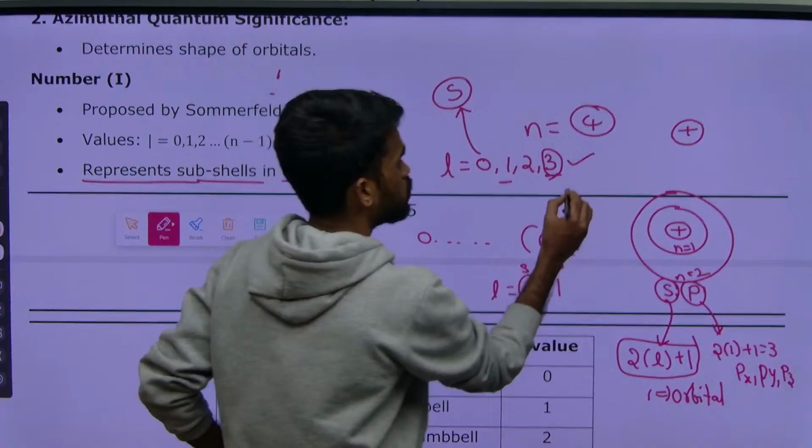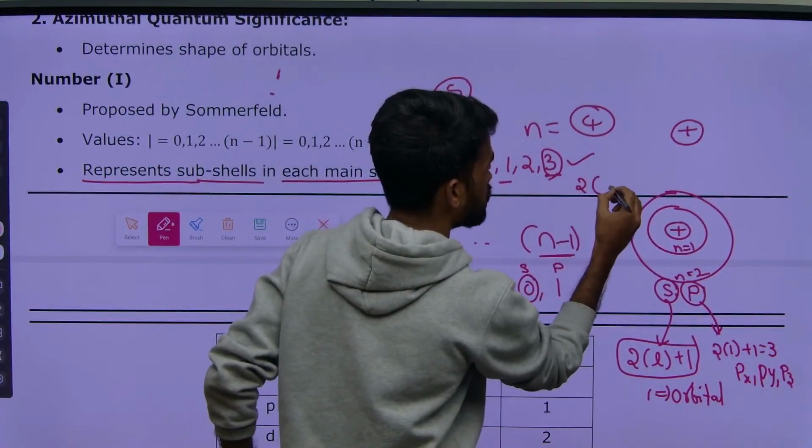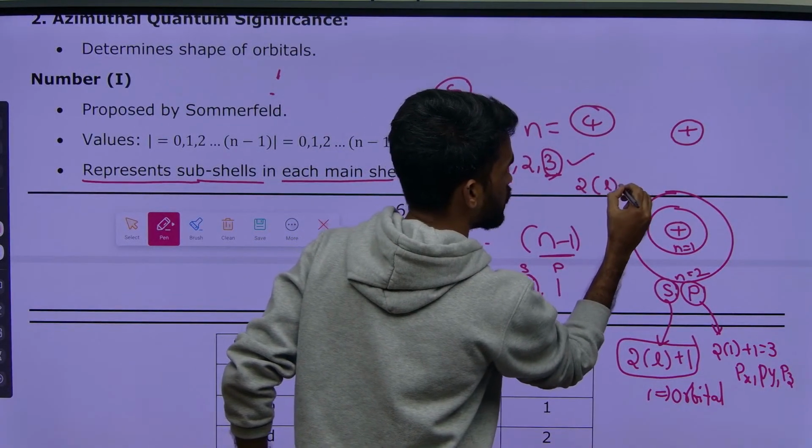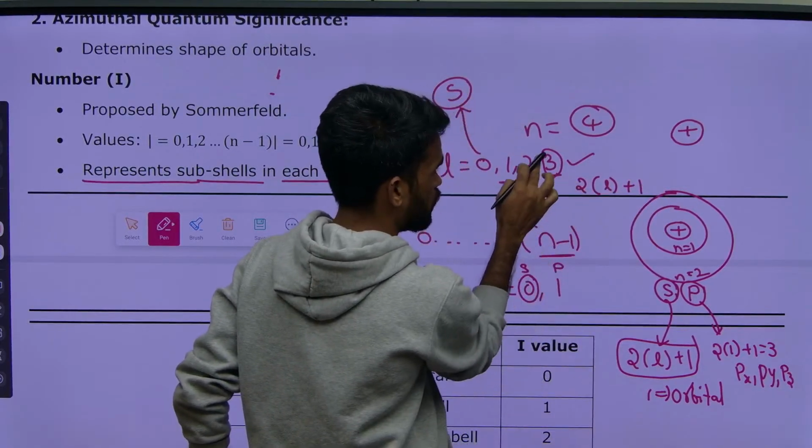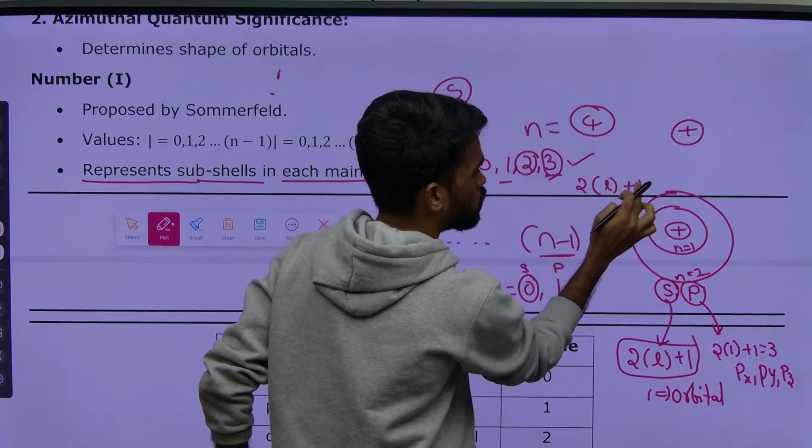Like that, if you take one more, L equals 3, so what are the possible things we have? You just take what are the possible orbitals here. So 2L plus 1 we are saying. If I take this L value here, 2 times 2 plus 1, 5.